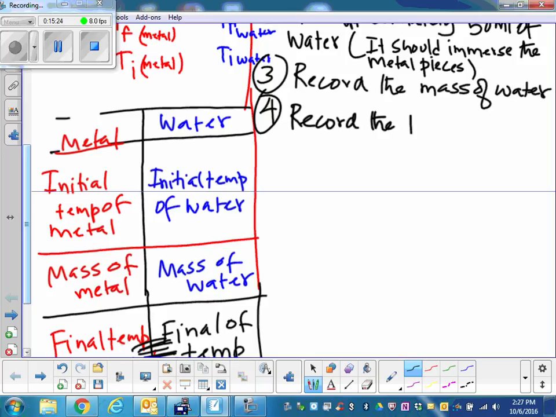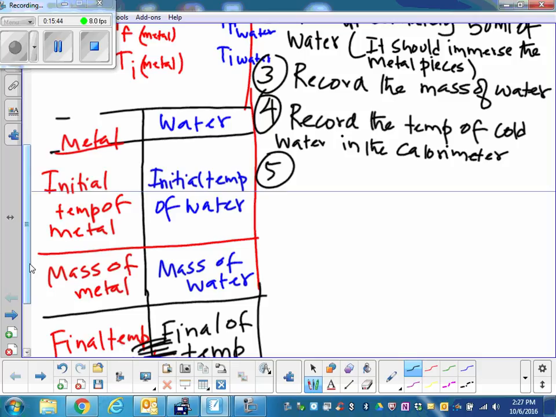Record the temperature of cold water. Can I say that? Cold water in the calorimeter. What should I do next? Okay, so Kate says find the mass of the metal.